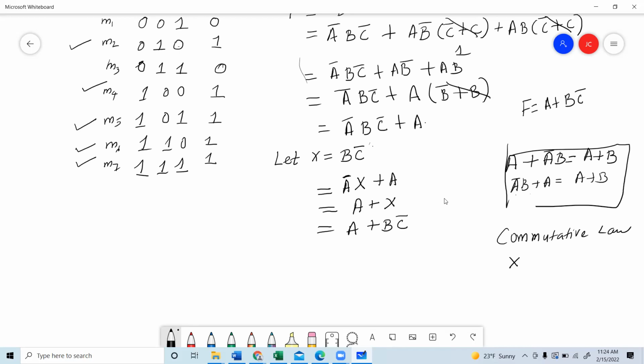Absorption law doesn't say that. Absorption law is like this: A plus AB is equal to A. This is the absorption law.